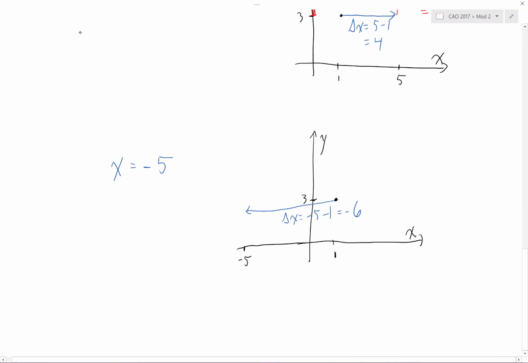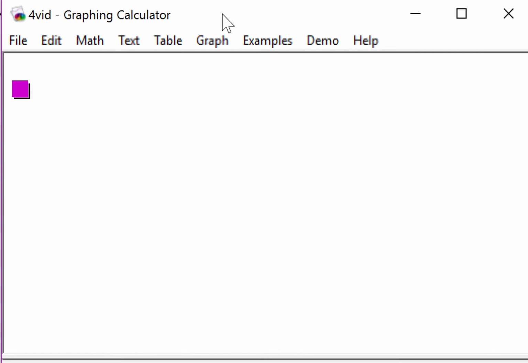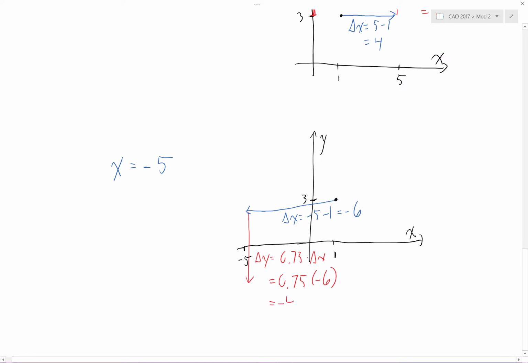And we know that the corresponding change in y has to be 0.75 times as large. So this change in y, delta y, is equal to 0.75 times as large as delta x, which is equal to 0.75 times negative 6. Let's compute that value. So we see that this change in y is equal to negative 4.5.